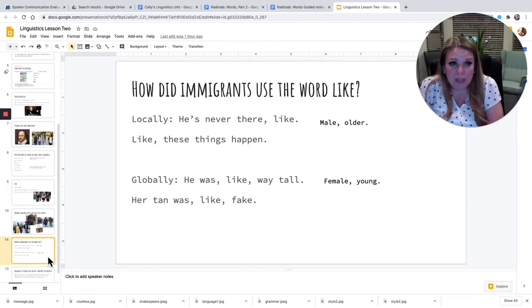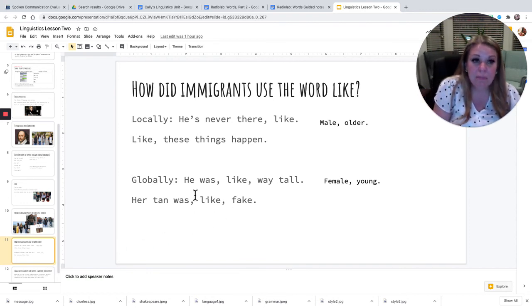But people who had come from other places or traveled a little or didn't intend to stay in this area of Ireland, they were using like in a more global fashion, the way people across the world tend to use it and the way we use it here in English. In American English, they said things like, he was like way tall, and her tan was like fake. They were using it in the middle of sentences instead of at the beginning or ending.